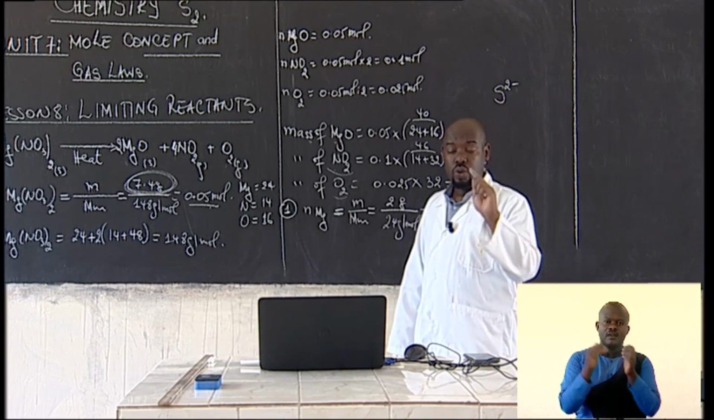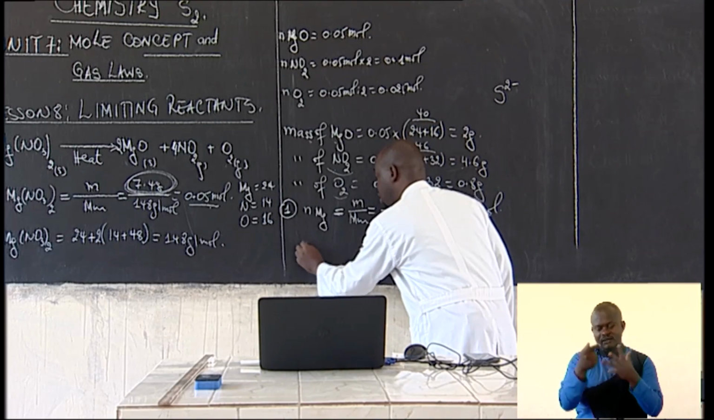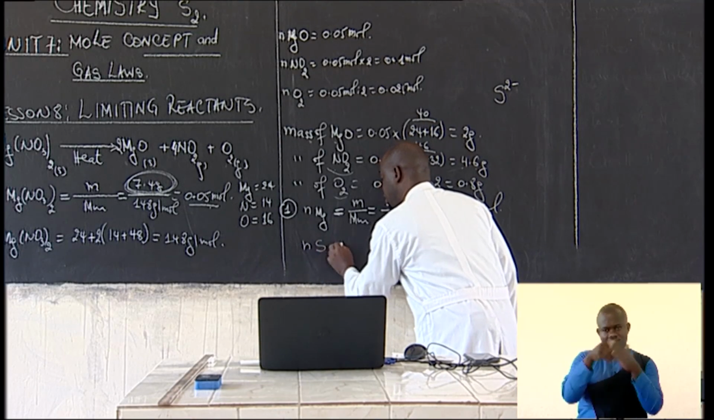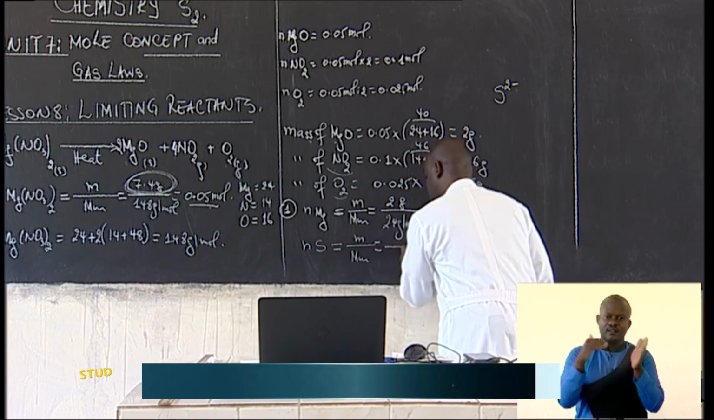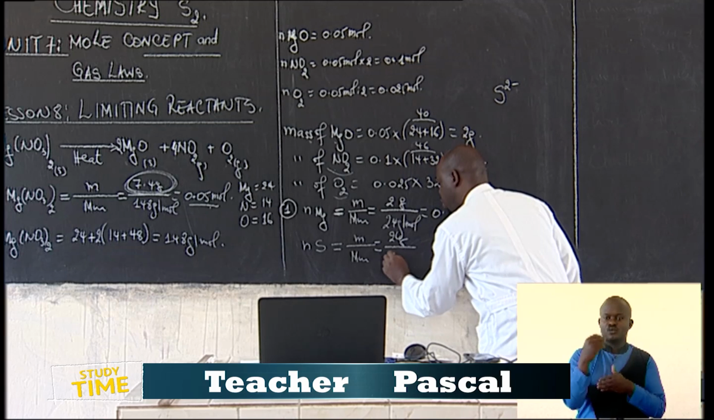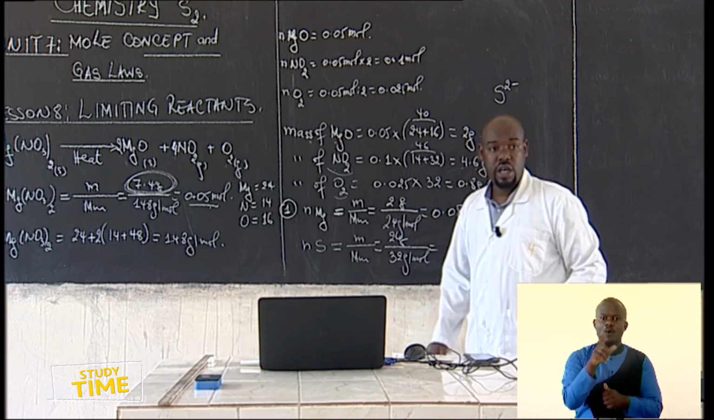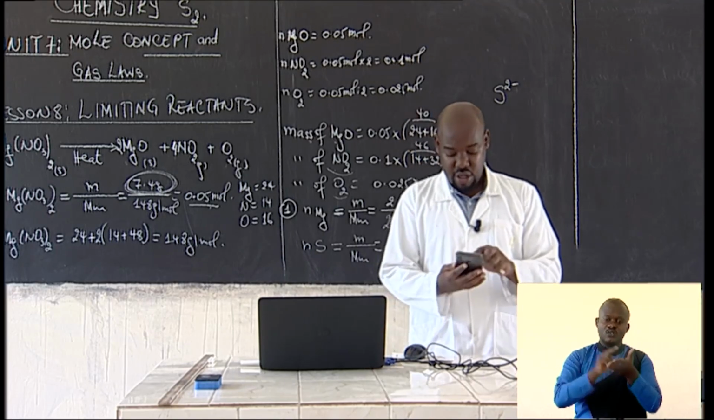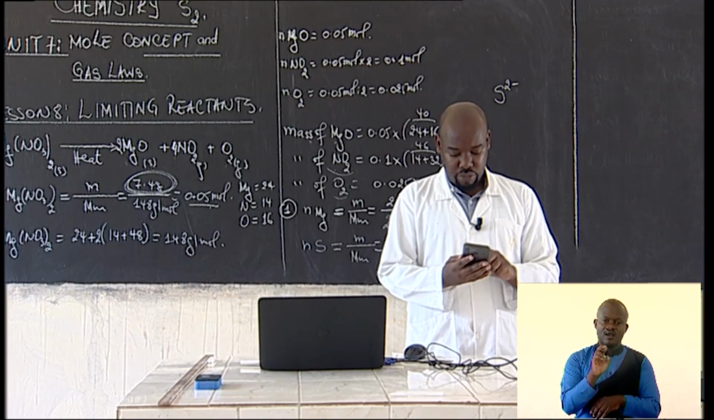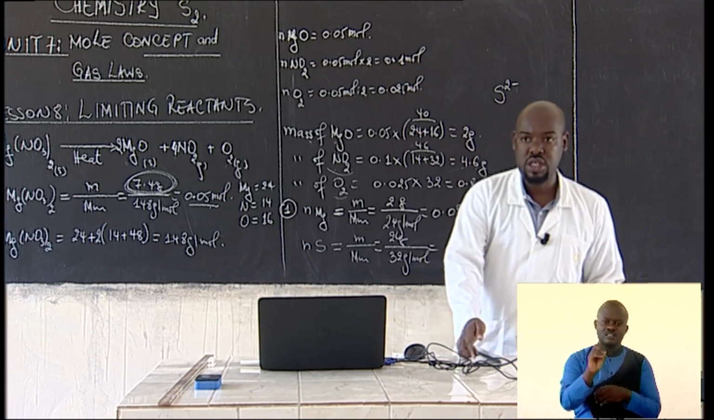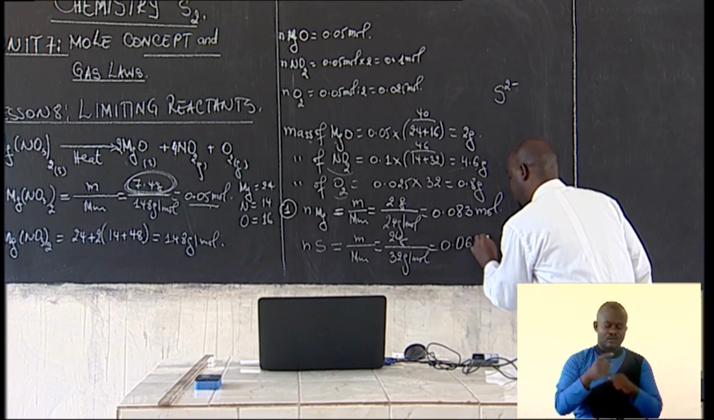And we go on to determine the number of moles for the other reactant, that is sulfur. Number of moles for sulfur is equal to mass over molar mass, and that will be 2 grams over 32 grams per mole. What do we get? Again, you use your calculators, and we get 2 over 32. That is 0.0625 mole.